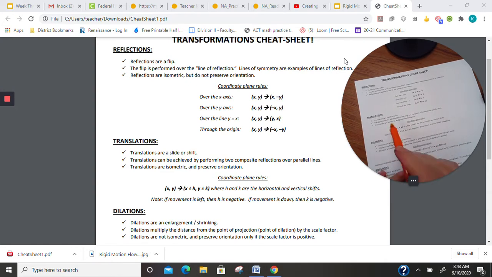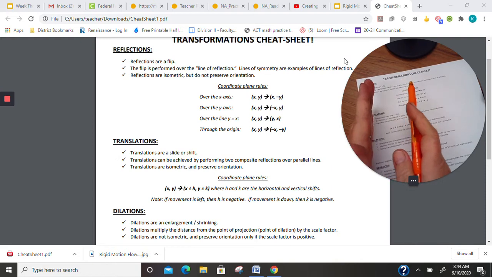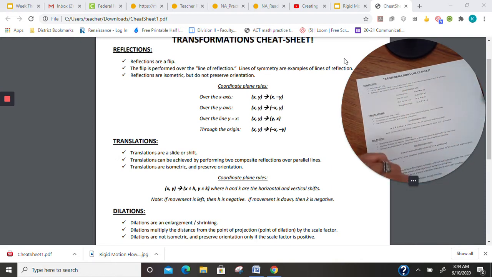So of course it's isometric, and it preserves orientation. Everything about it's the same. It's here, now it's here, but it hasn't changed.